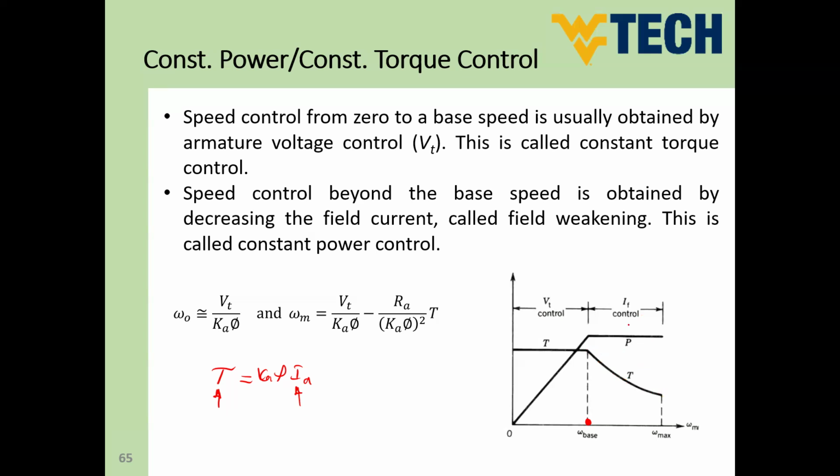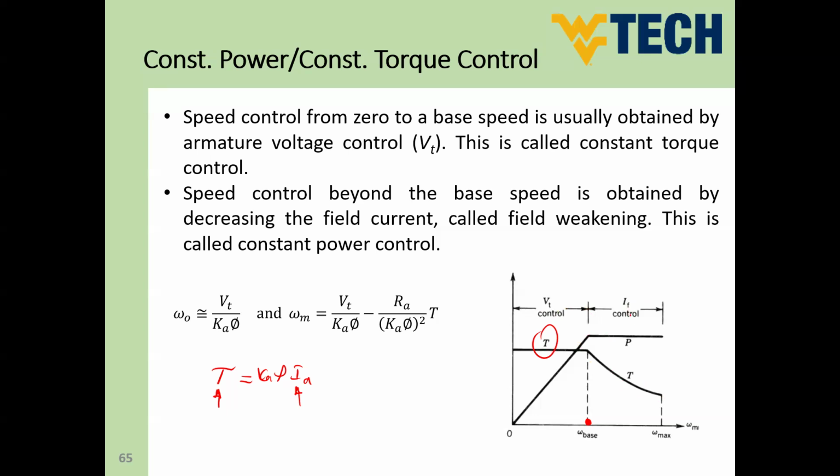So we have now two intervals. The first interval is called constant torque control, and this can be done by voltage control technique in order to keep the armature current constant. And the second part of the speed control is to keep the power constant by controlling the current in order to reduce our torque like that.